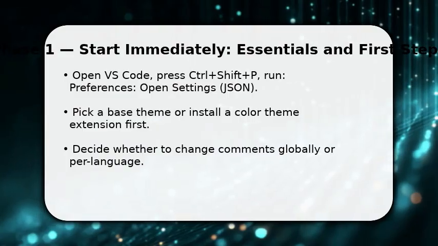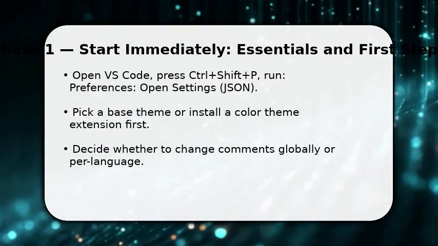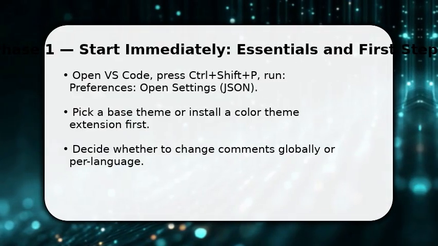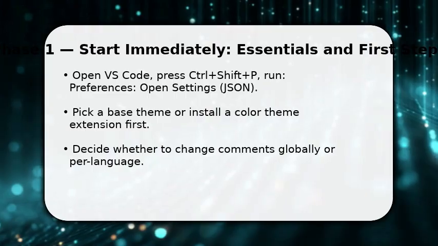You start by opening VS Code and getting to Settings JSON. This is where you make exact changes. Once done, choose a base theme so your overrides blend correctly. Themes can reset colors otherwise.